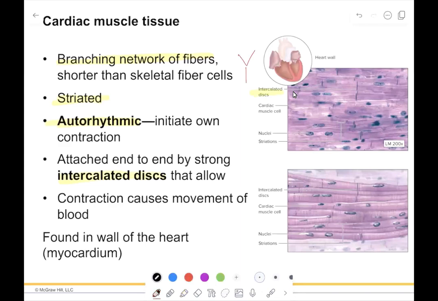So I'd like you to take a look at the histology here, where the black arrow is that I'm drawing. Those are the intercalated discs that you see. Notice they go in the same direction as the striations as well, but there's not as many intercalated discs as there are striations. So they cause movement of the blood, and they're found in the heart, specifically the wall of the heart called the myocardium, which you'll learn about later on in the semester when we cover the heart.